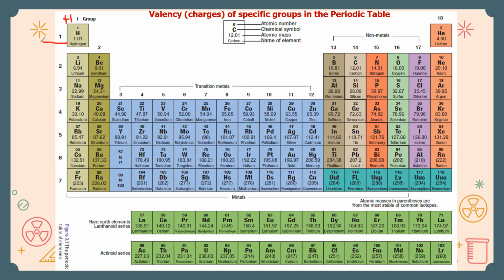So if I was to write the chemical symbols for the ions of any of the elements in group 1, I'd write H+, Li+, Na+, okay, and you guys get the idea, K+, it's the same thing. So any of the elements in group 1 of the periodic table have a +1 charge.